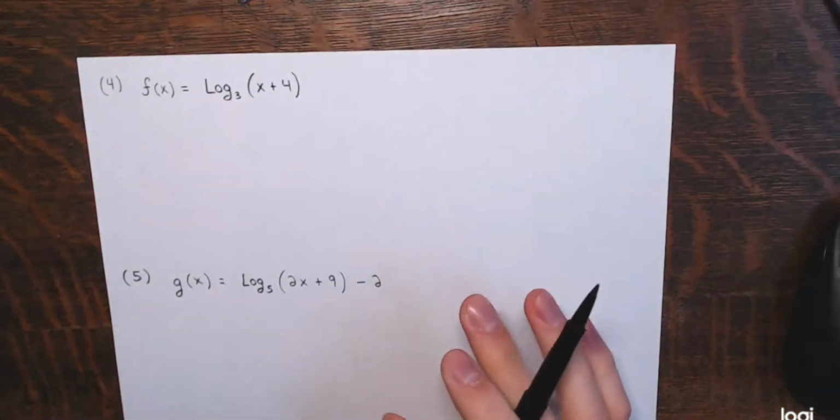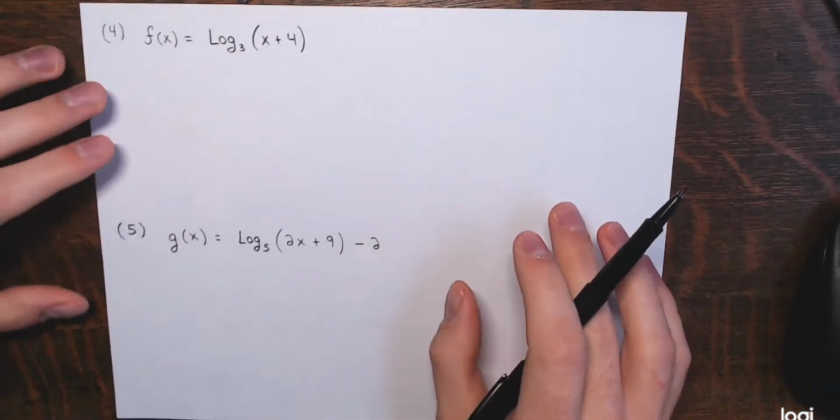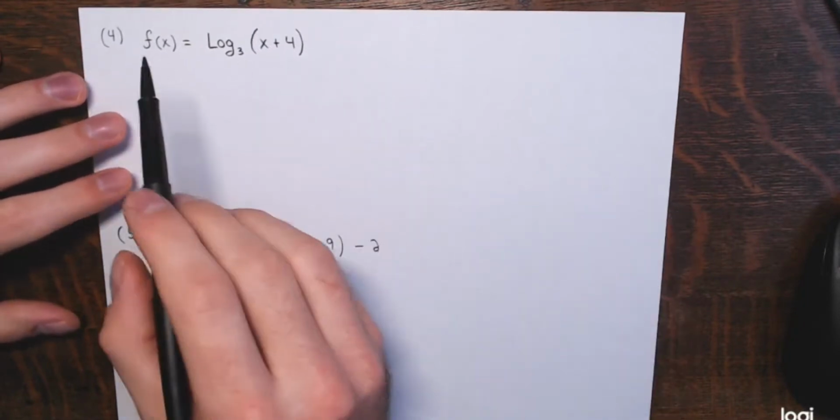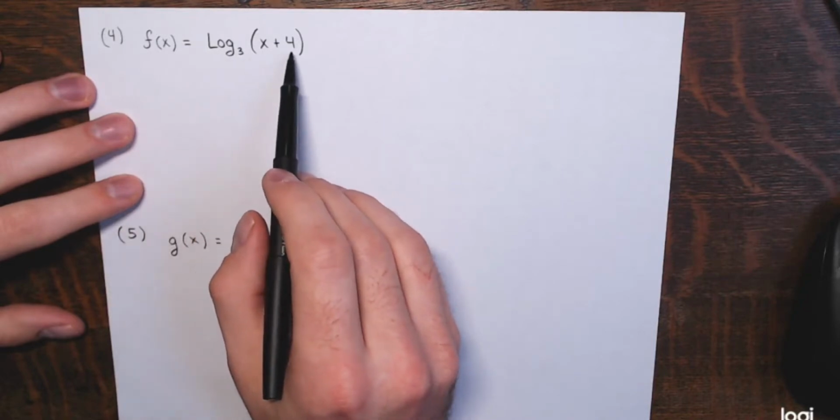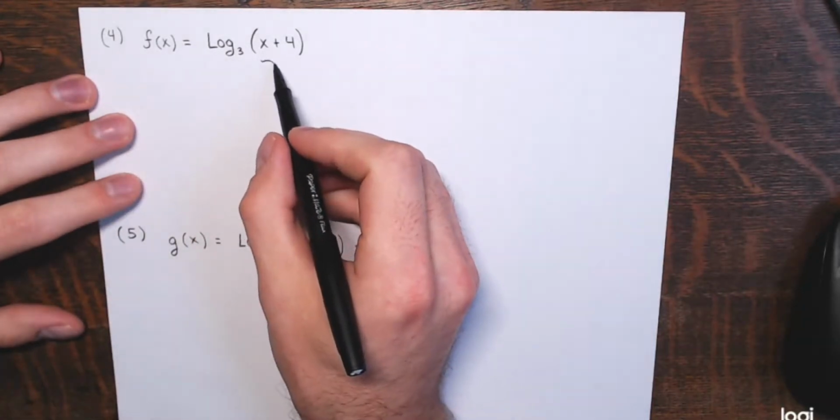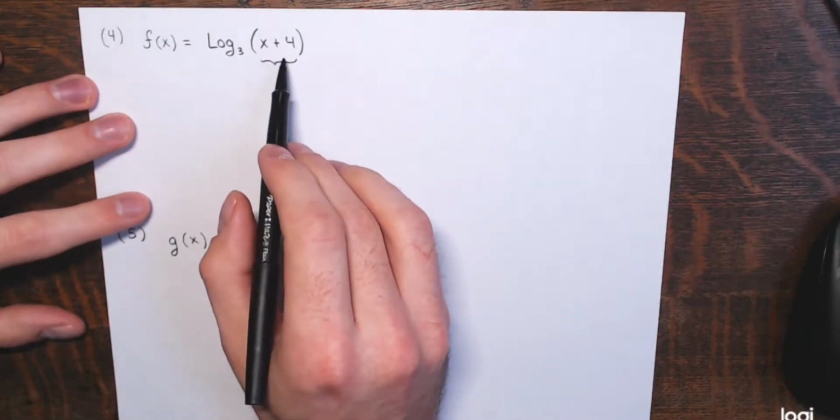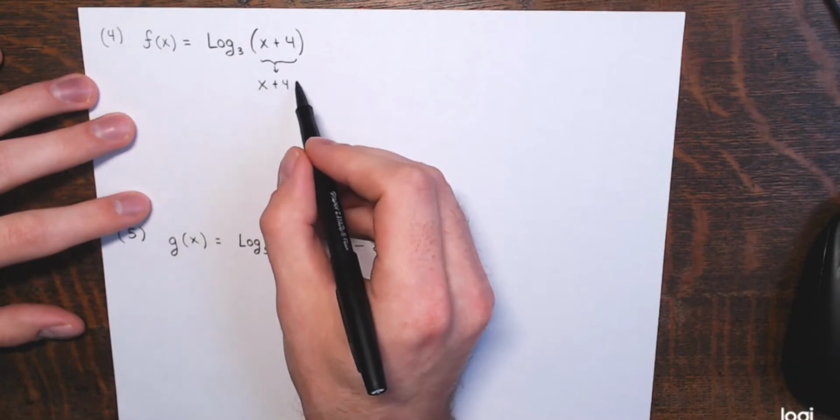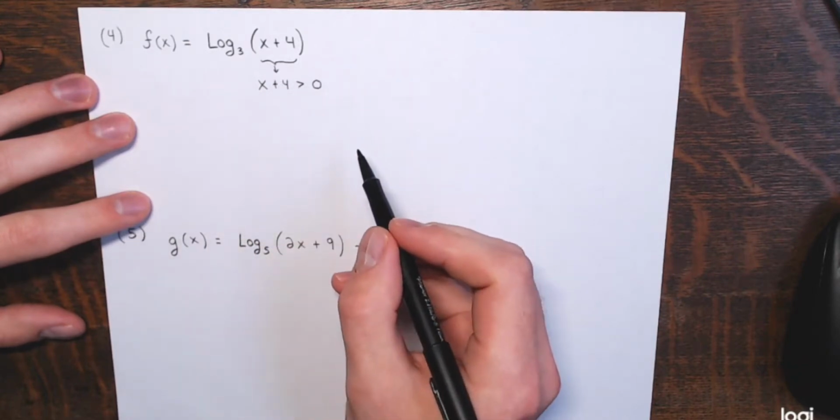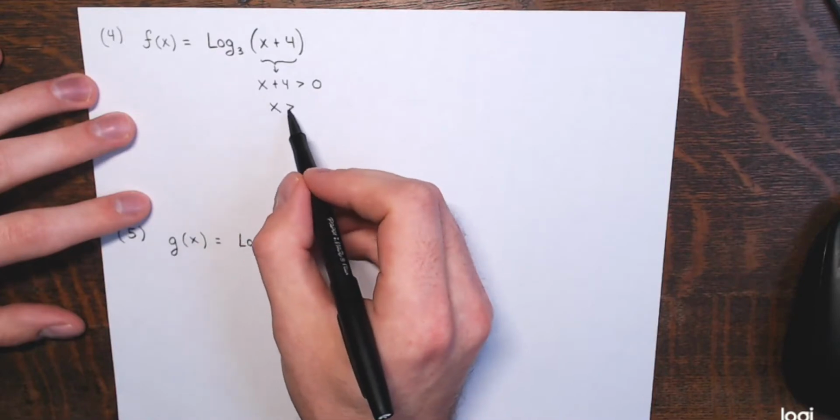So for the rest of the problems, I'm just going to do the domain, range, and asymptote, and I might make a rough hand sketch. I'll leave the graphing mostly to you from here on out. So f of x equals the log base 3 of x plus 4. Remember, for the domain, the expression inside the logarithm has to be positive. So x plus 4 must be greater than 0, which means x must be greater than negative 4.